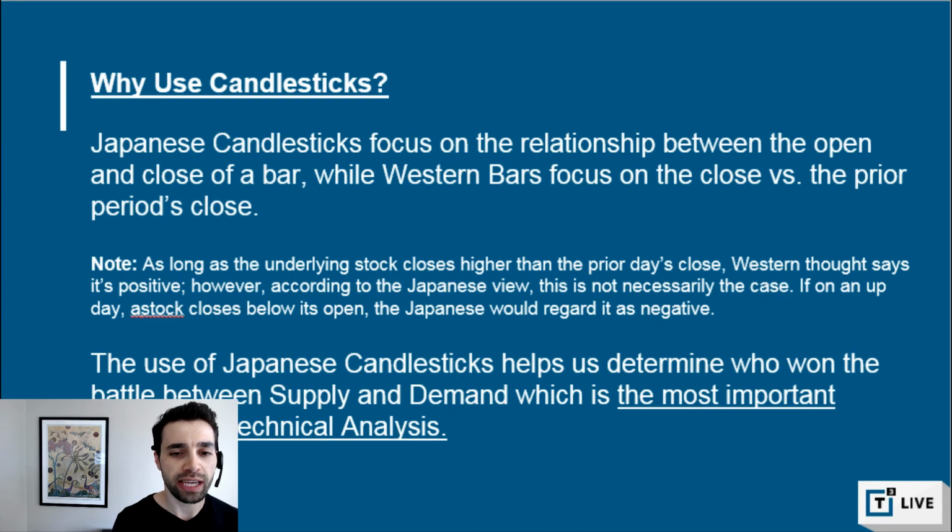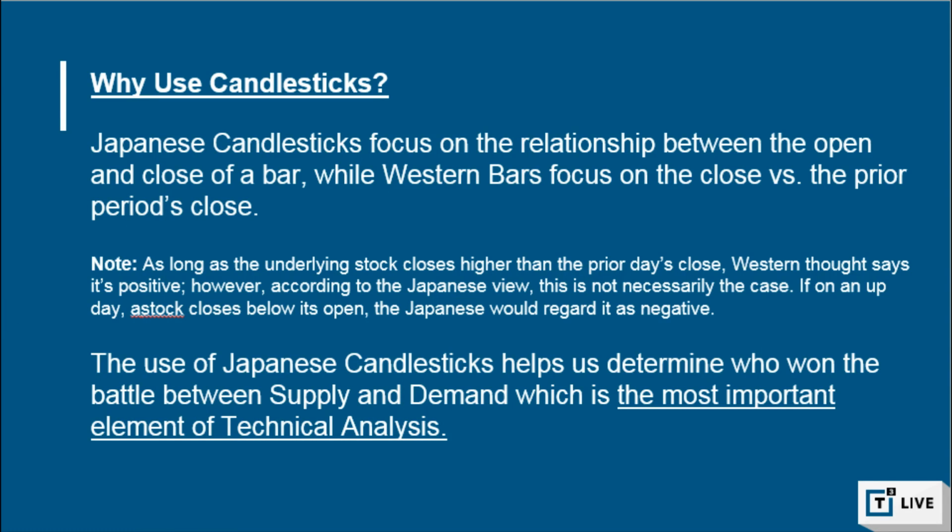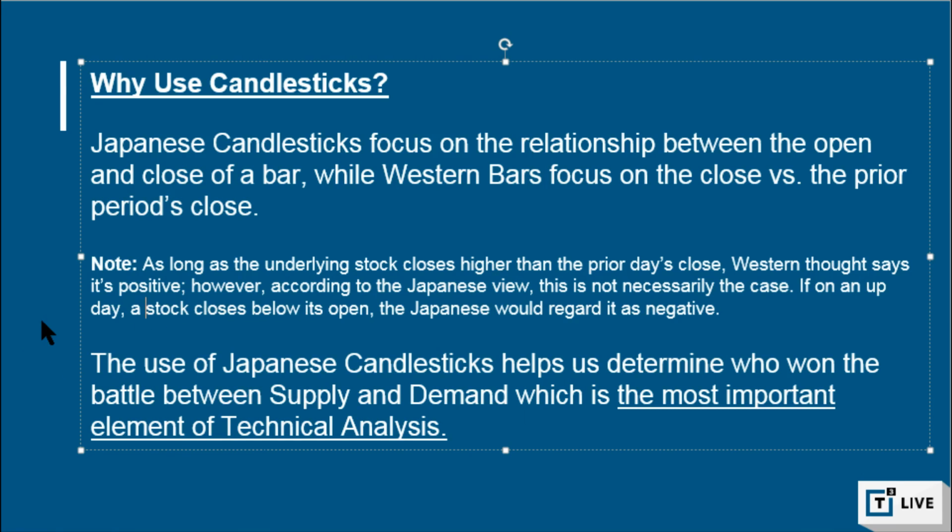First, why we use candlesticks. Let me get the camera off so you can see. Japanese candlesticks focus on the relationship between the open and the close of a single bar, while Western bars focus on the close of a bar versus the prior period's close. And as long as the underlying stock closes higher than the prior day's close, Western thought says it's positive. However, according to the Japanese view, this is not necessarily the case. If on an up day, a stock closes below its open, the Japanese would regard it as negative.